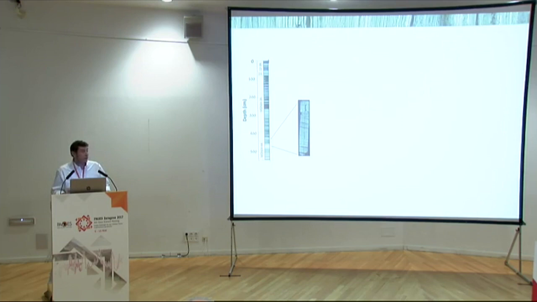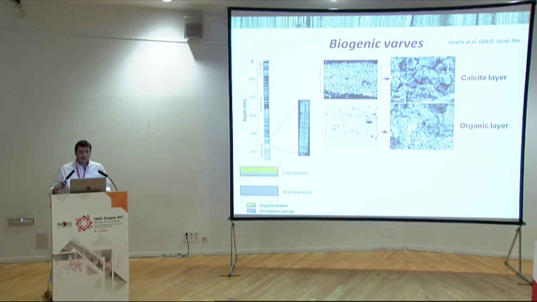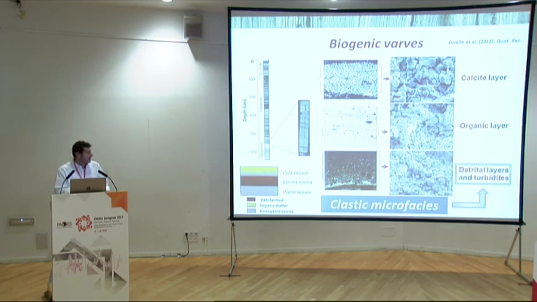So the biogenic VARFs of Lake Montcortès are composed of calcite layers that precipitate during the warm season in relation to algal blooms. We have organic layers that are deposited during the cold season. And then we have detrital layers related to storms in the area. This study focuses on these detrital layers, these clastic microfacies.